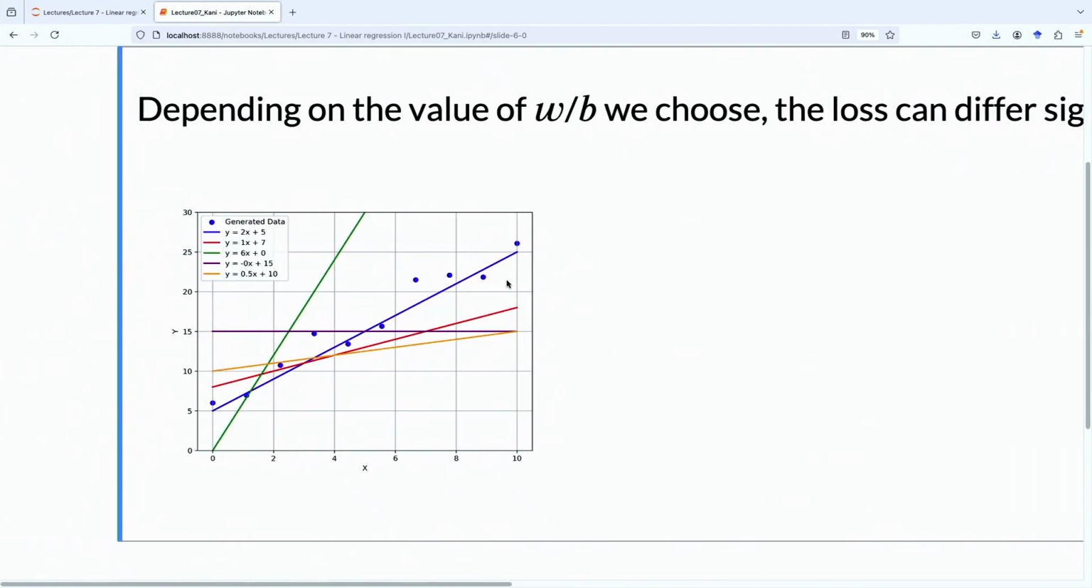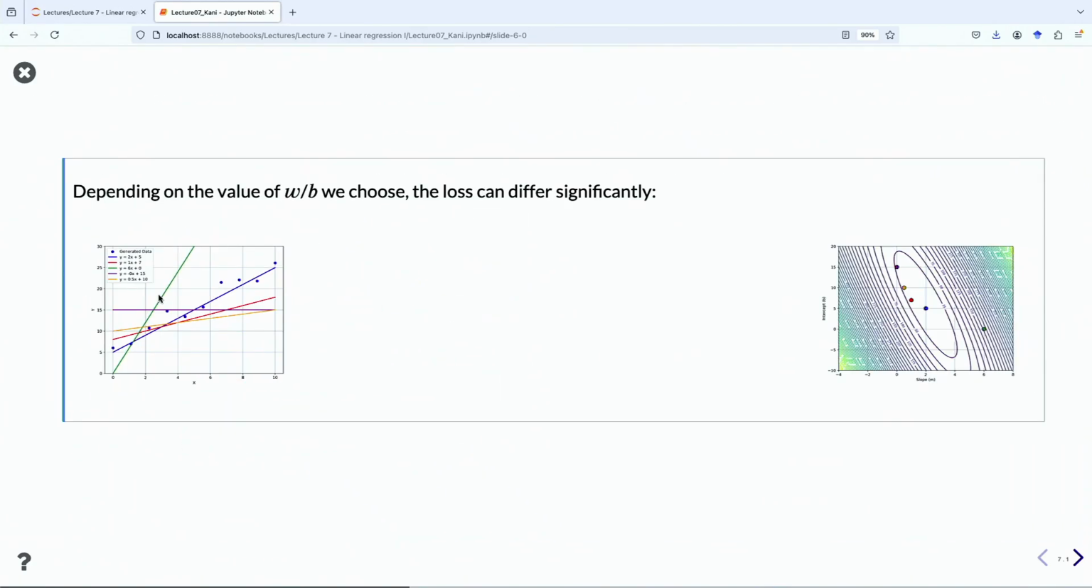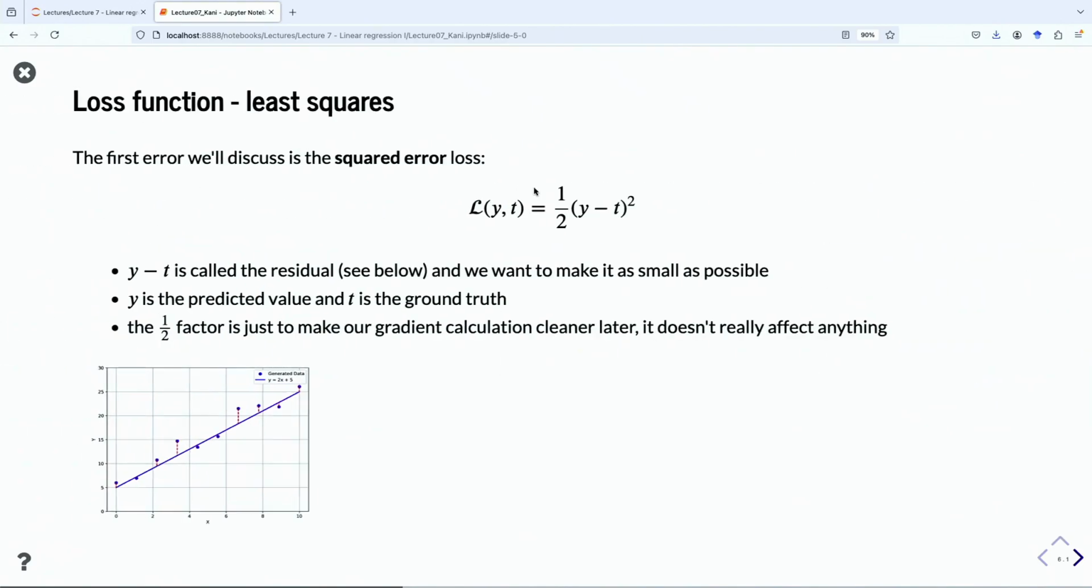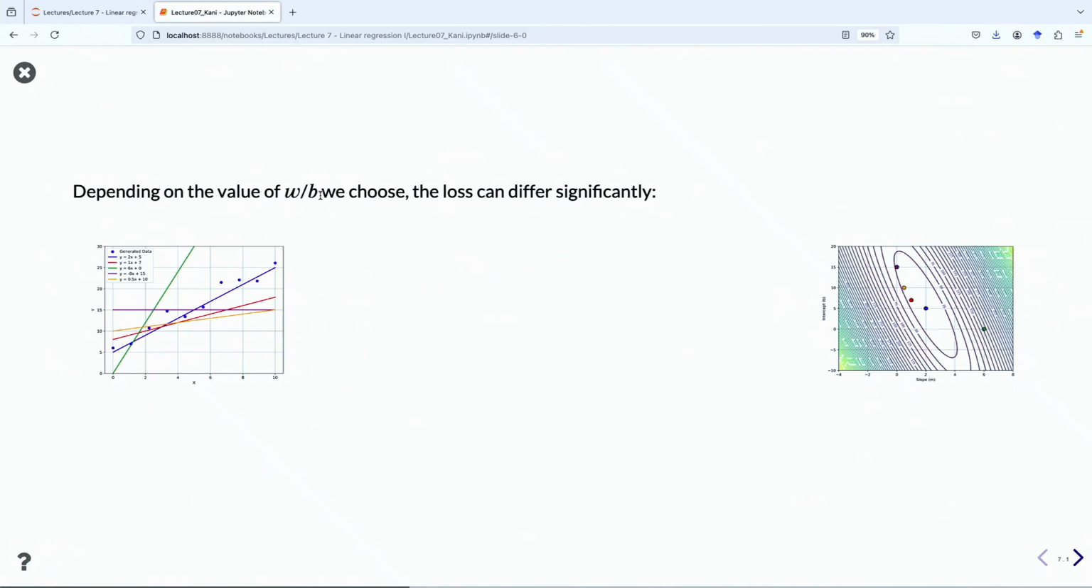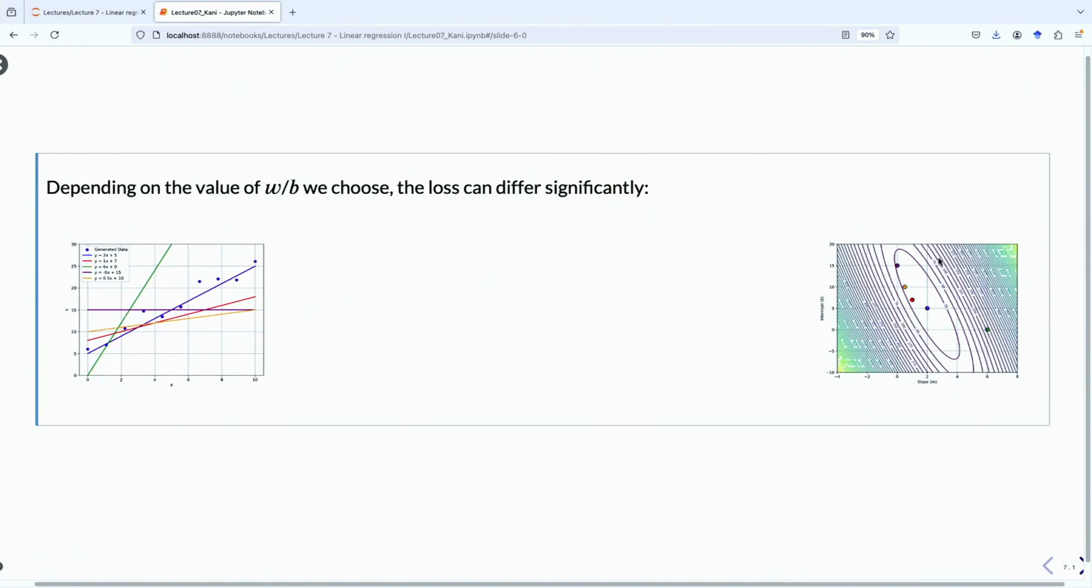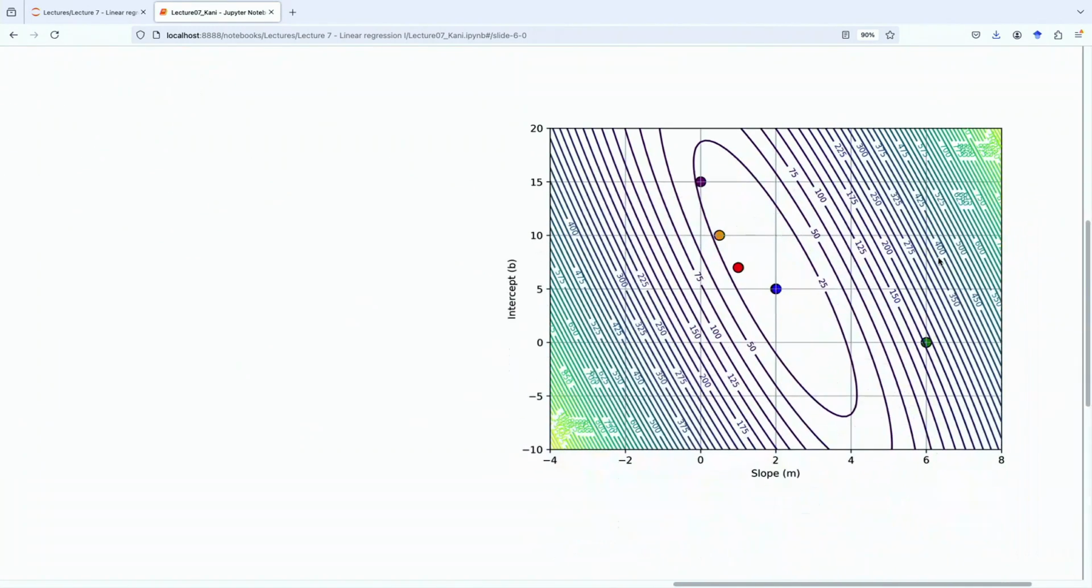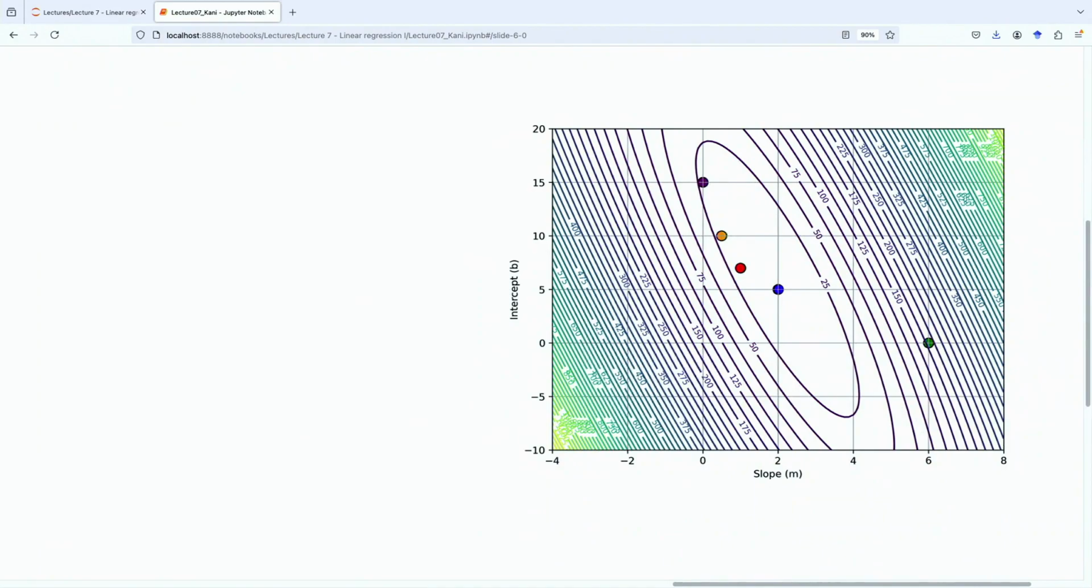So we have two variables, W and B, that can affect the loss. So of course, the loss becomes a 3D surface. And instead of plotting an actual 3D surface plot, which is hard to read, we plot a contour plot, a little easier to read. And we just show that depending on the value of the slope and the bias, we get a different loss amount, right?